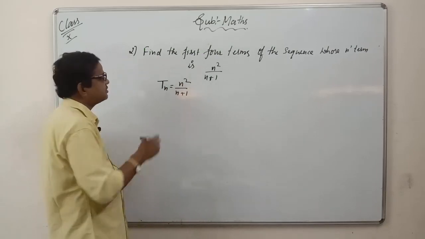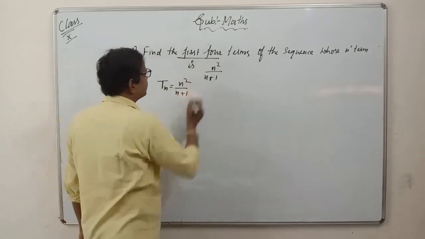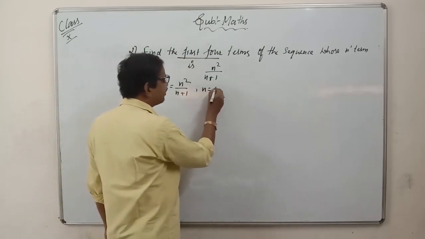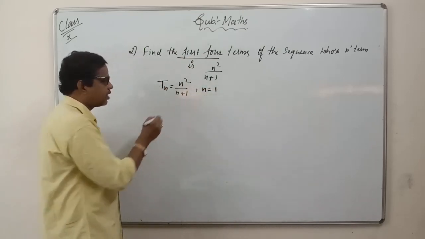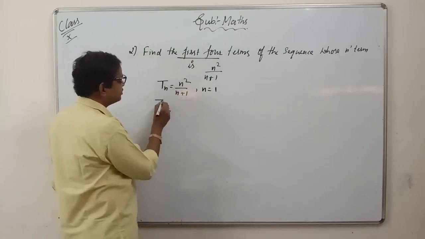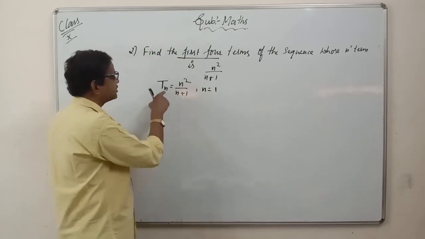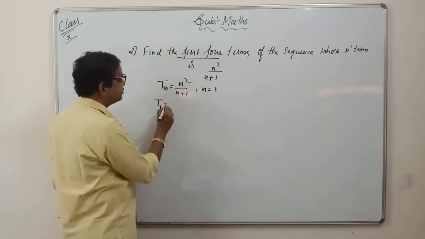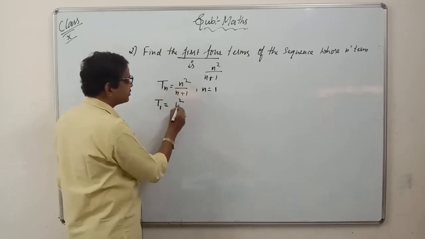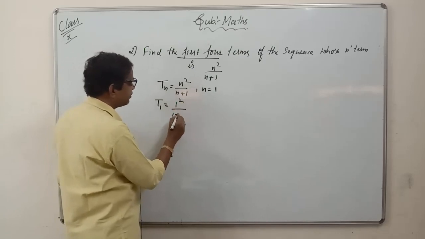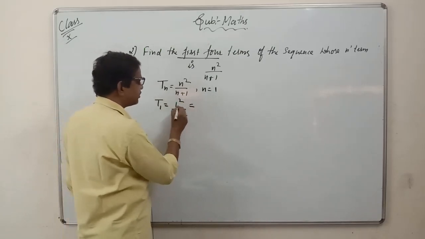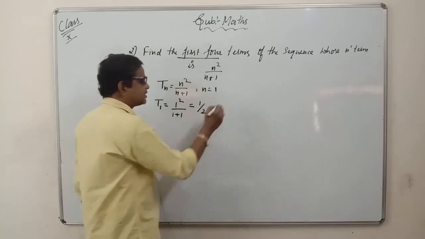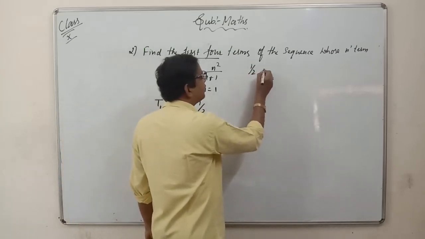So the first 4 terms is the question. First 4 terms means n will become 1. If n becomes 1, then the equation changes to T1, because instead of n you are taking 1 here. So T1 equals 1 square by 1 plus 1. 1 square is 1 and 1 plus 1 is 2. So the first term is 1 by 2.